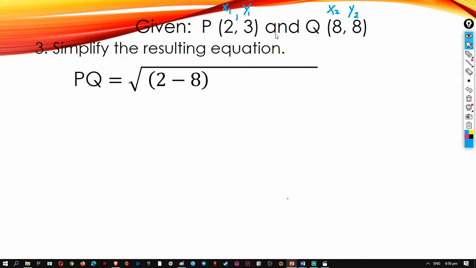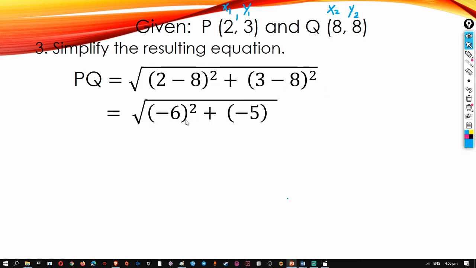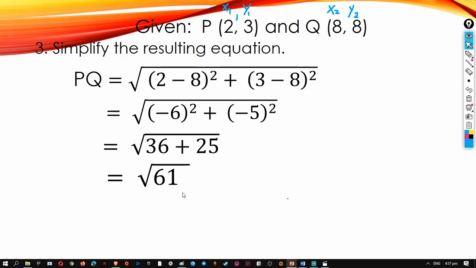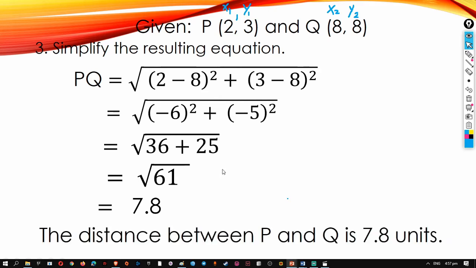So, PQ is equal to square root of 2 minus 8 squared plus 3 minus 8 squared. Simplifying, we have negative 6 squared plus negative 5 squared is equal to square root of 36 plus 25 equals square root of 61. And the square root of 61 is equal to 7.8. Therefore, the distance is 7.8 units. Okay? So, burahin na natin. So, to continue.